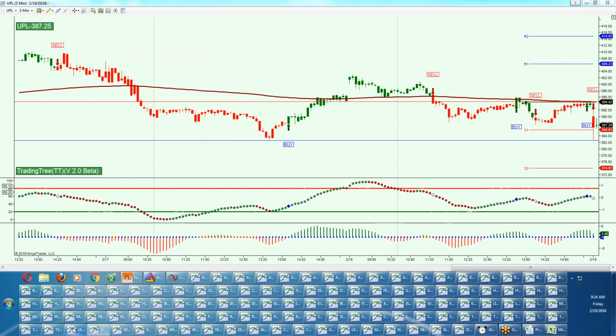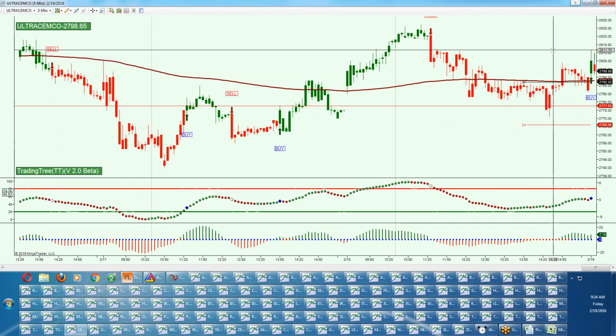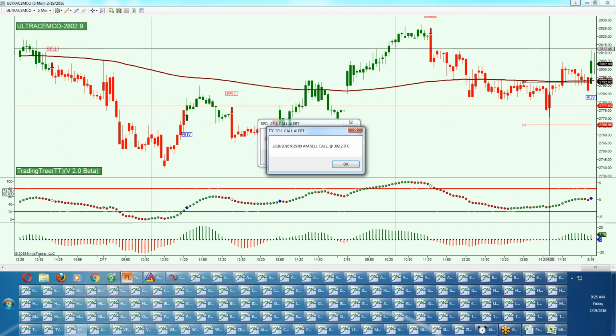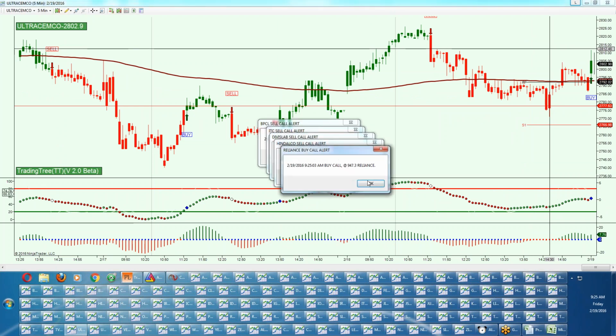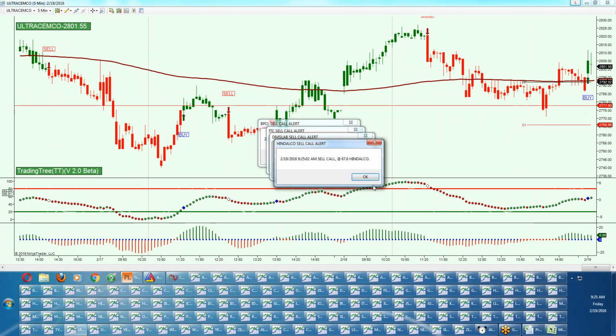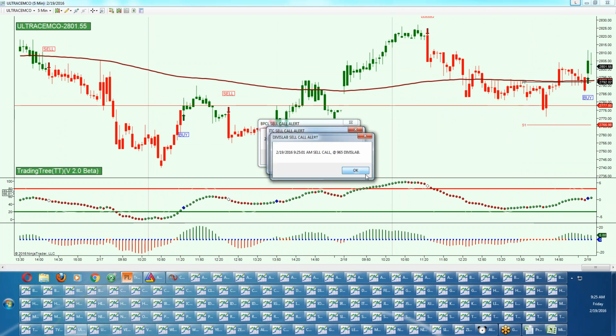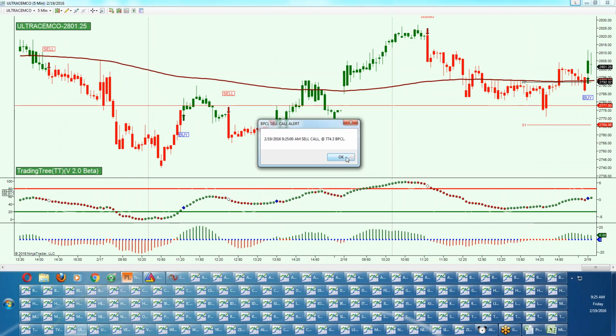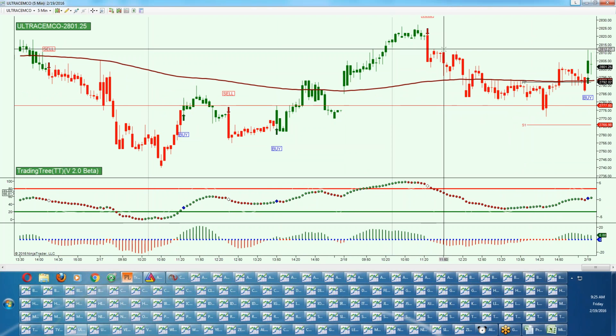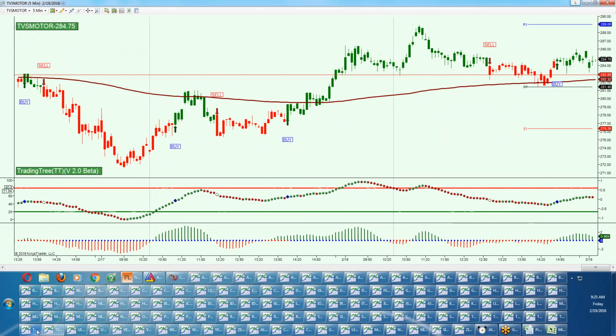So you have Ultratech Cement. We have a buy here, so you can buy above this price. Reliance, we have a buy. Hindalco, we have a sell. Divi's sell. ITC sell. BPCL sell. So Ultratech Cement, you can place it there.